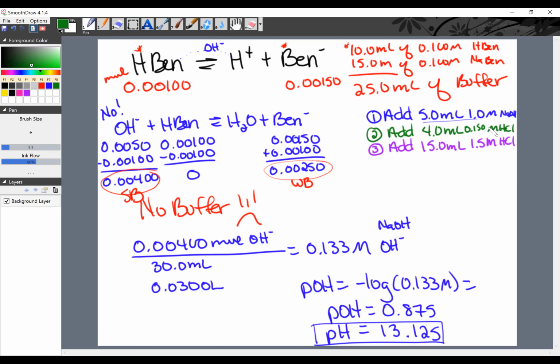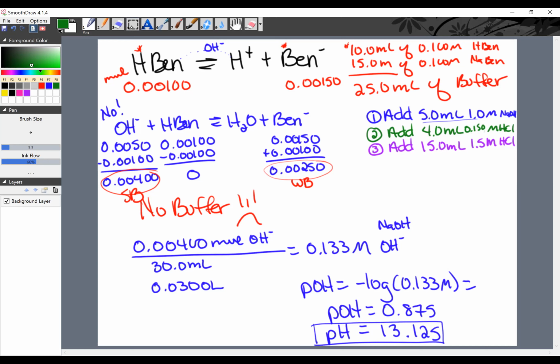What would happen if I added 5 mils of 1 molar sodium hydroxide to this existing buffer? Well, I'd overwhelm it, I'd use up all of my HBen, and I would be left with 0.133 molar sodium hydroxide, and the pOH should be 0.875, and the pH should be 13.125.